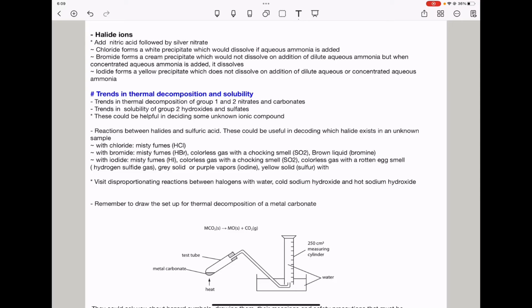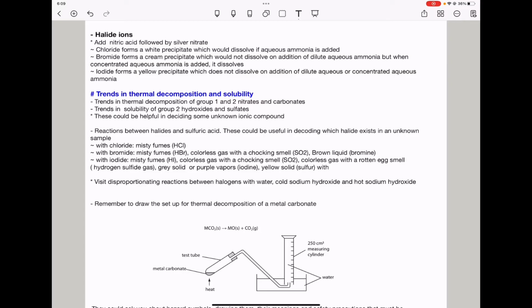When we talk about thermal decomposition of the nitrates as well as carbonates, of course, it becomes harder to decompose them as you go down the group. This is attributed to the size of the cation and the ability for polarization, or to have a higher charge density to cause polarization in order to weaken the bonds that need to be broken. So as you go down the group, thermal stability increases.